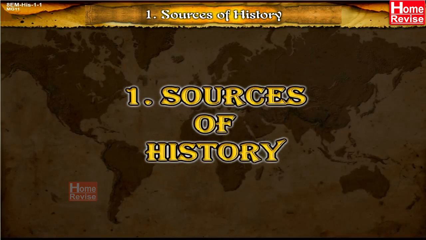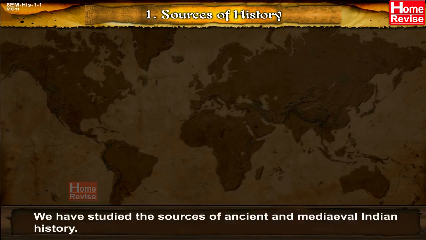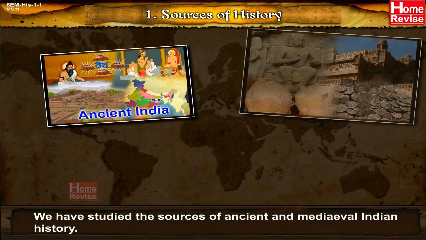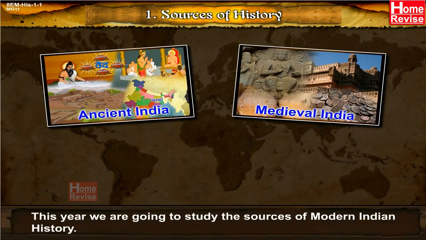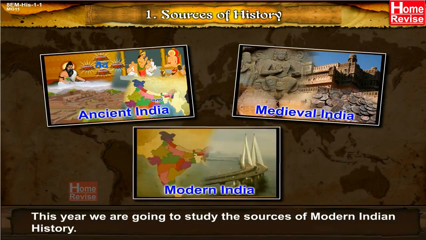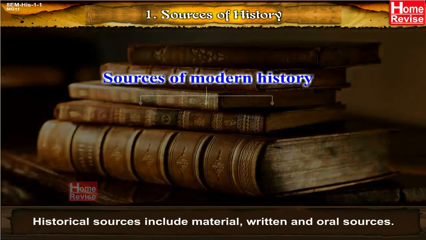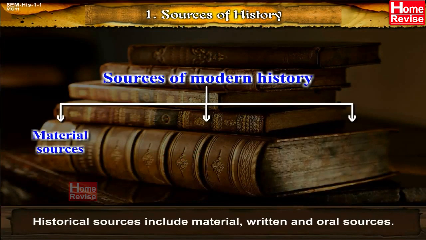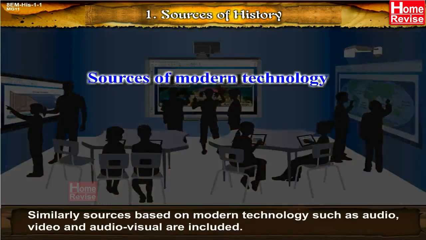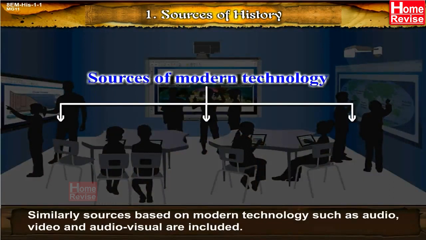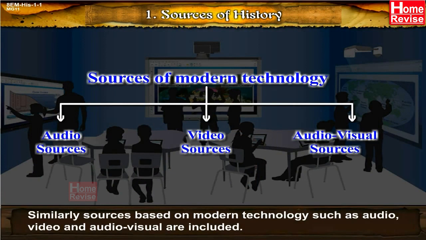Chapter 1. Sources of History. We have studied the sources of ancient and medieval Indian history. This year, we are going to study the sources of modern Indian history. Historical sources include material, written, and oral sources. Similarly, sources based on modern technologies such as audio, video, and audio-visual are included.